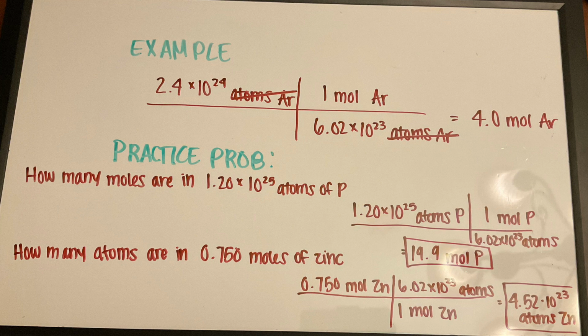In the second practice problem, I started with 0.750 moles of zinc, and I know that in 1 mole of zinc, there's 6.02 times 10 to the 23rd atoms, so I have to multiply 0.750 moles by 6.02 times 10 to the 23rd atoms to get the moles to cancel out, so I end up with 4.52 times 10 to the 23rd atoms of zinc. I have to make sure that I either cancel out atoms or moles depending on what the problem is asking me for.